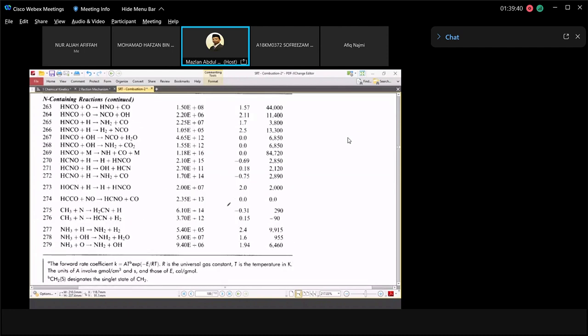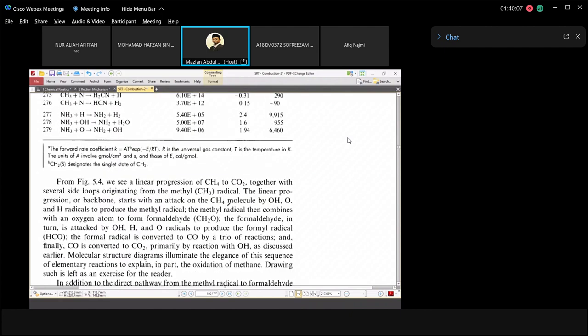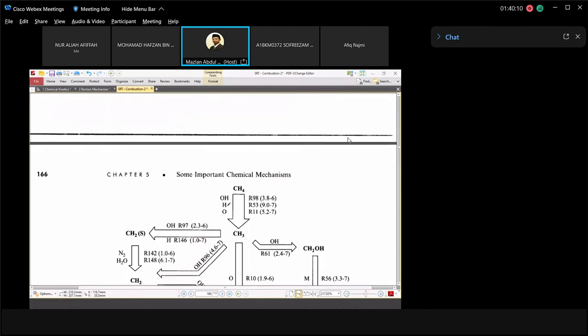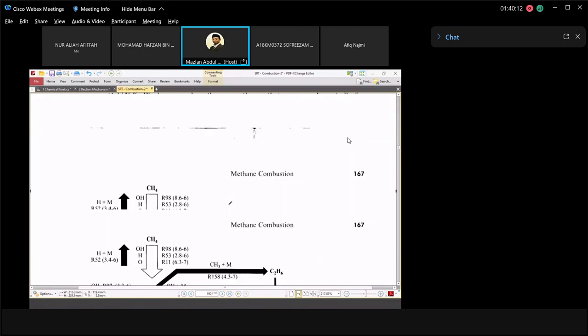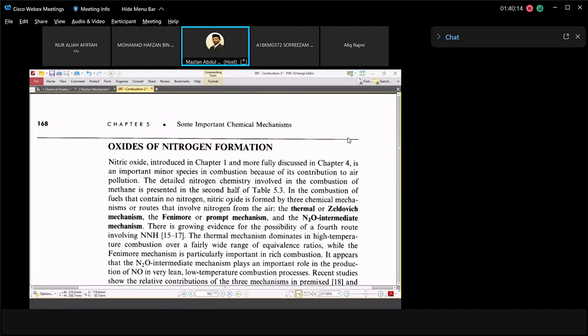Actually, the flame that you see at home, the stove, the lighter, the candle, whatever you see alive in front of you, even though it looks very easy to light up, actually within a very small time frame, they have this many elementary reactions. Okay? It's very complex. So here is the pathway that I mentioned just now.